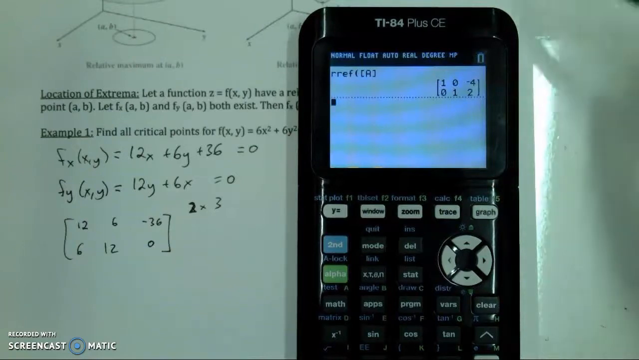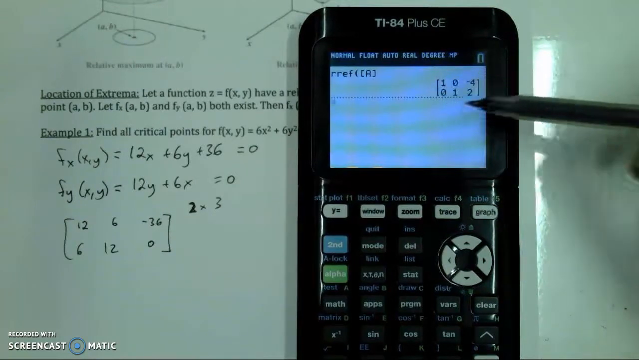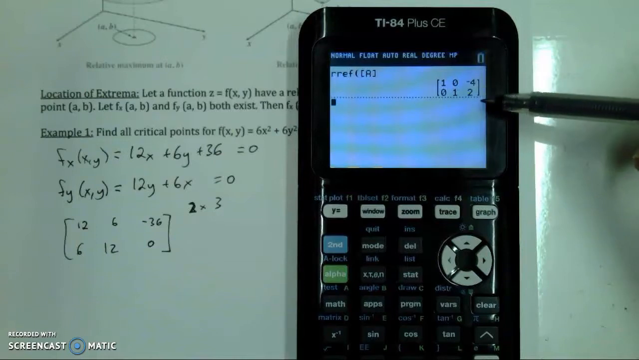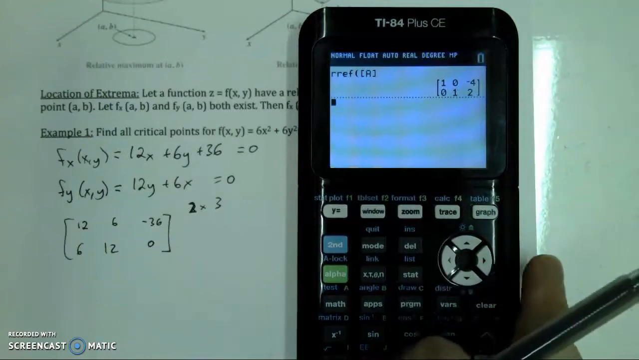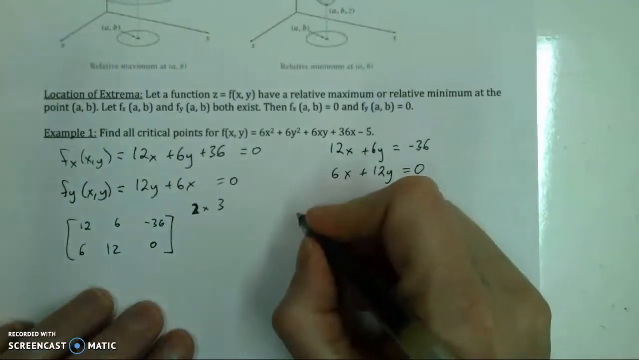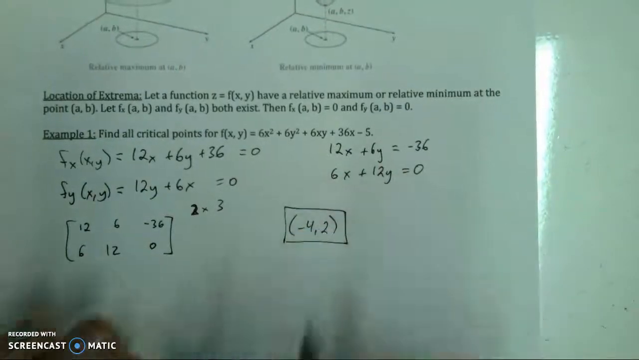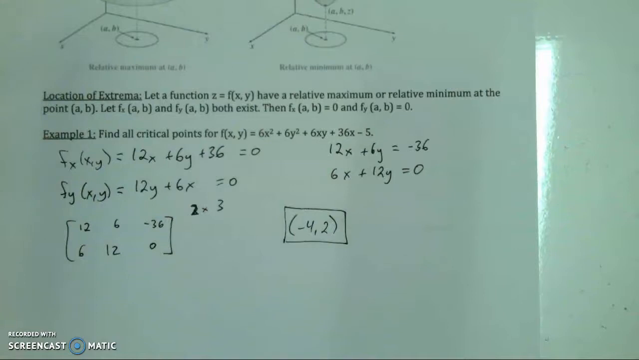And there's my result. Now we're going to ignore that left-hand side. I am going to look at this rightmost column only. That's my x, and that's my y. So I'm going to interpret that as negative 4, comma 2 as my critical point.